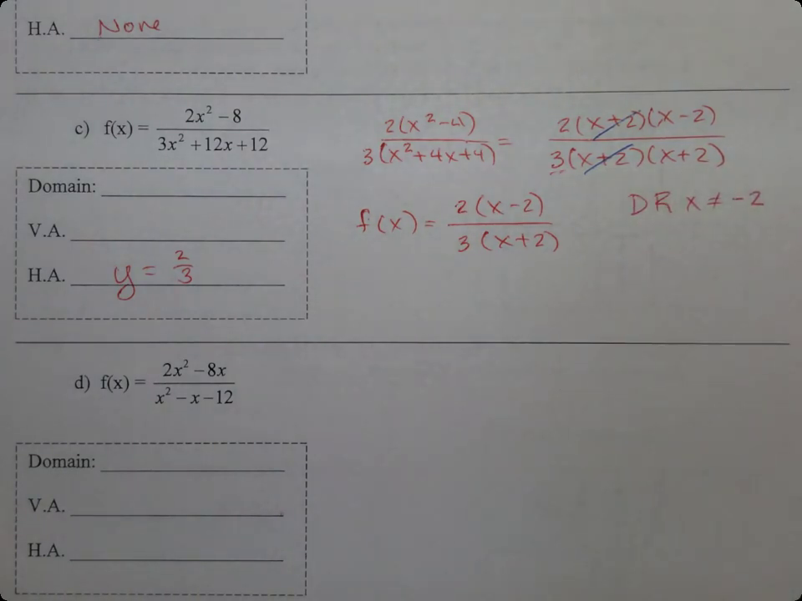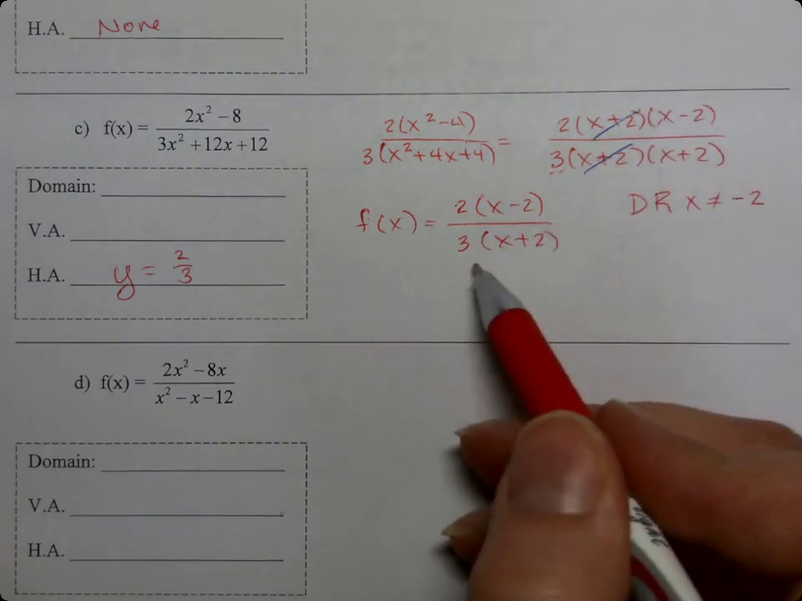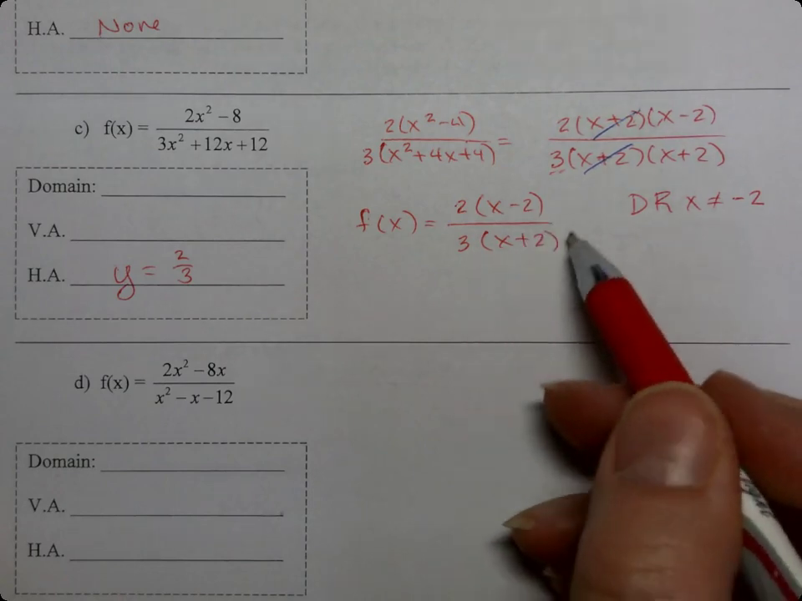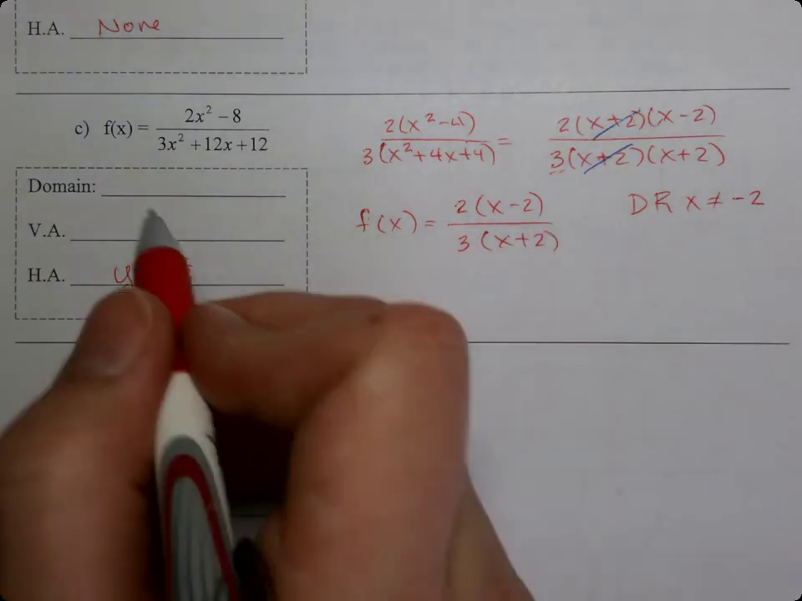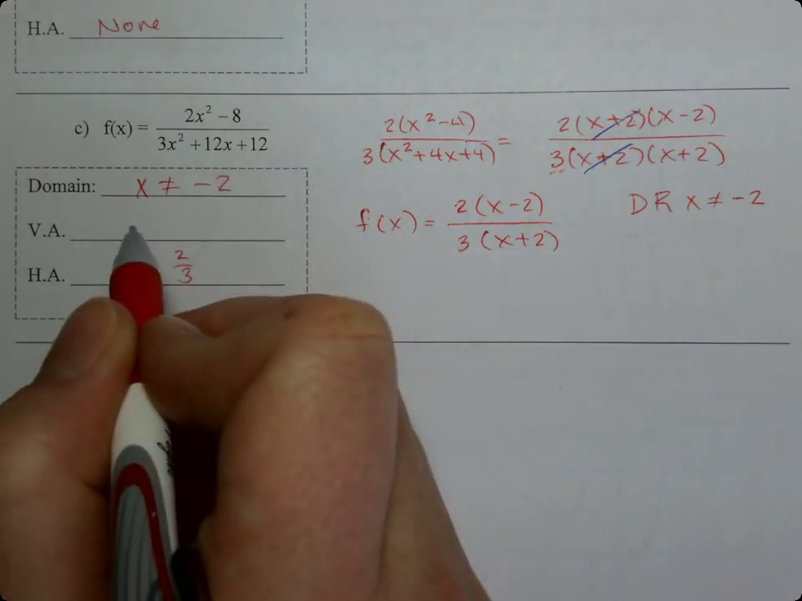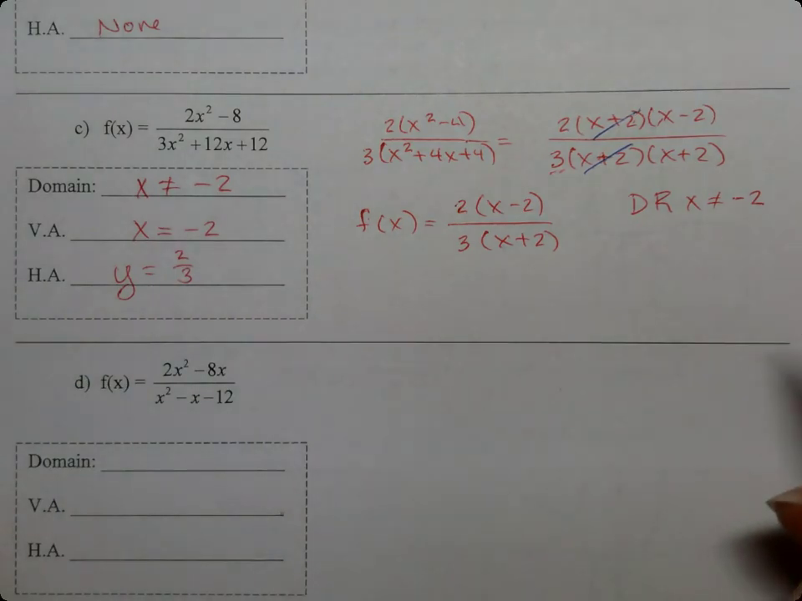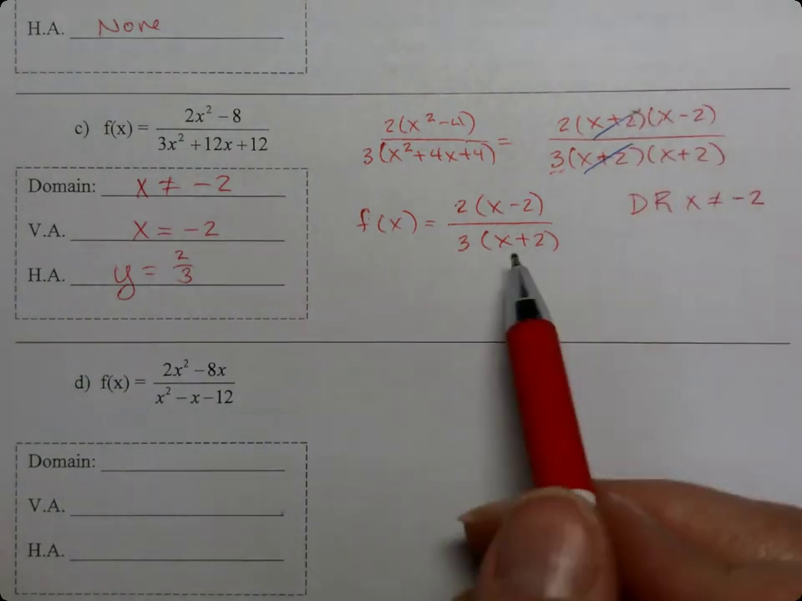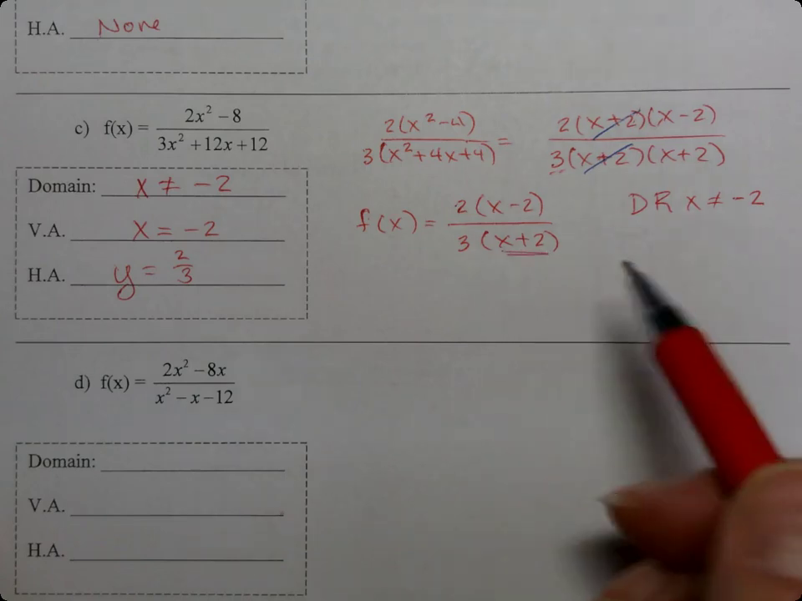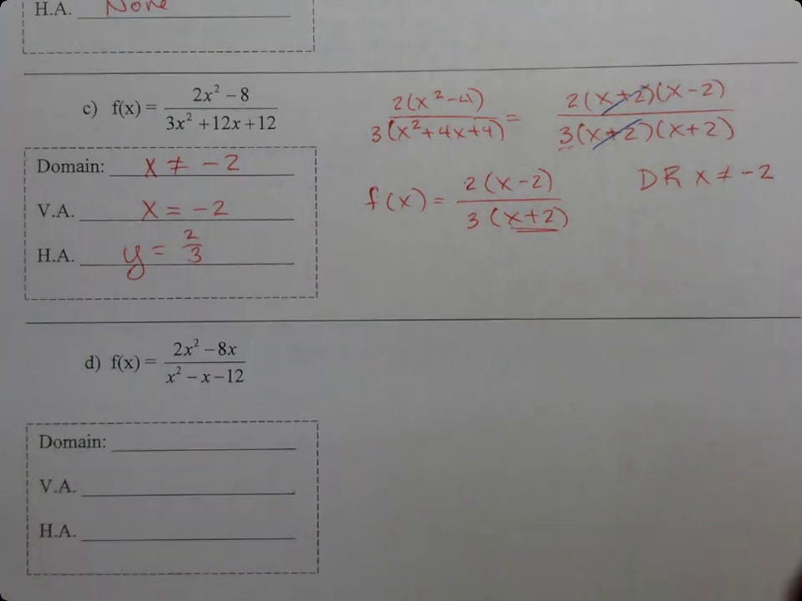Now, here's the deal. This canceled out, but I still have that down there, right? So I have a domain restriction, x cannot be -2. My vertical asymptote, even though it canceled out, I still had one there, is at x equals -2. So yes, this canceled, but my vertical asymptotes come from the reduced denominator. Got it? All right, I'll give you a second and you try the last one.